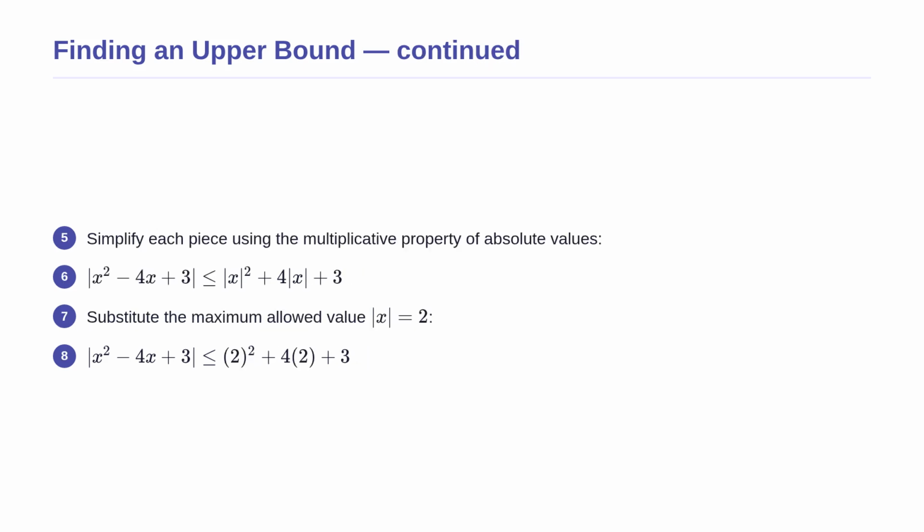Next, we simplify each piece using the multiplicative property, which says the absolute value of a product is the product of the absolute values. The absolute value of x squared is just the absolute value of x squared. For the middle term, we pull out the -4. The absolute value of -4 is simply +4. The absolute value of 3 is just 3. Now our expression is entirely in terms of the absolute value of x. We are given that the maximum allowed value for the absolute value of x is 2. We substitute this number 2 into our expression to find the highest possible total.